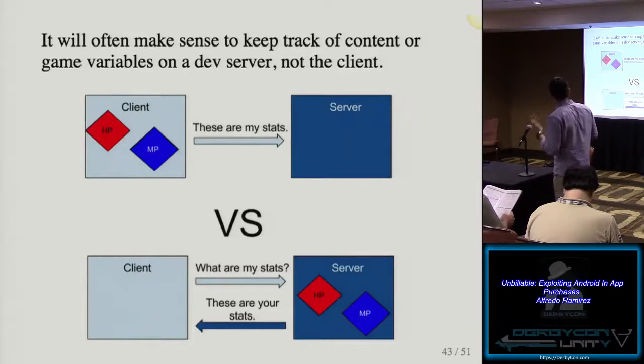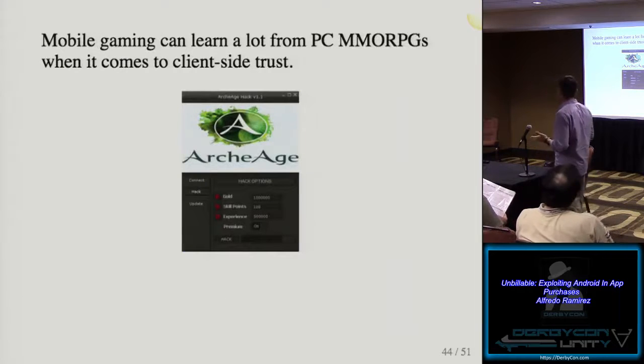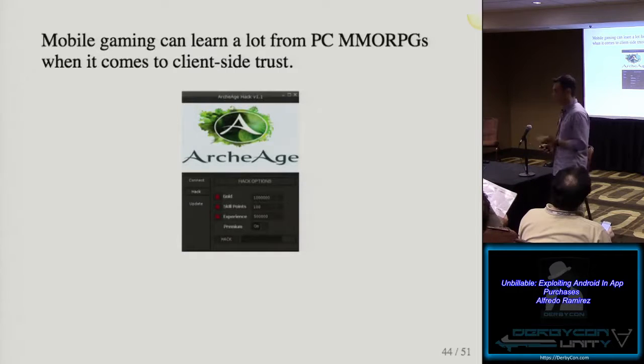Going back to a game context, it will often make sense for servers to keep track of data rather than letting the client do it. This isn't rocket science, because this is true in the web world and in the desktop world. Instead of a client saying, this is my hit point value, this is my magic point value, here you go, server, the client should be querying the server, which should have these values so that they can't be manipulated. This is essentially a solved problem in the PC world, and the mobile world has a lot that it could learn from that.